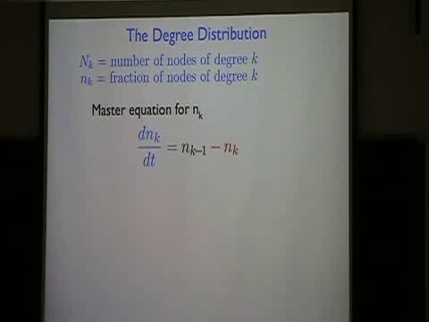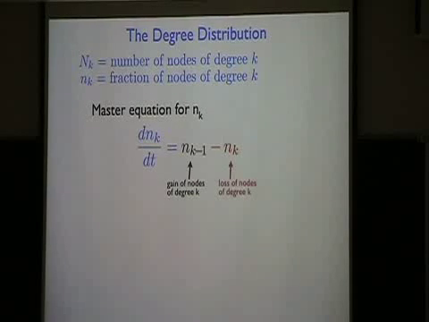Since the degree is increasing by 1 at rate 1, the rate of change in the fraction of nodes of degree k has a gain term, because every node of degree k minus 1 at rate 1 will be converted to a node of degree k. And any node of degree k at rate 1 will disappear because it becomes a node of degree k plus 1. So this is the master equation that describes the evolution of the normalized degree distribution. Again, the black corresponds to the gain term, and the red corresponds to the loss term.